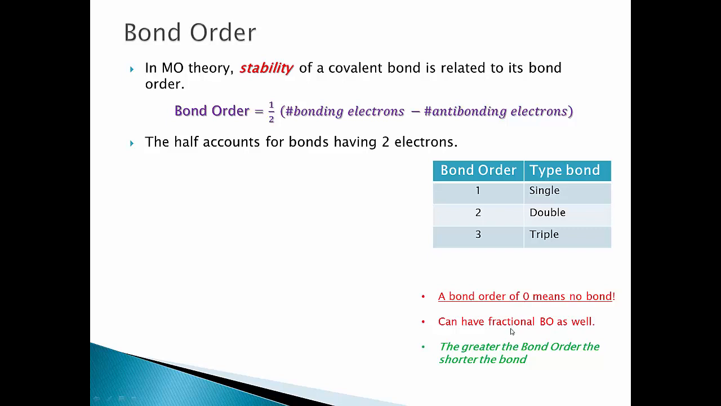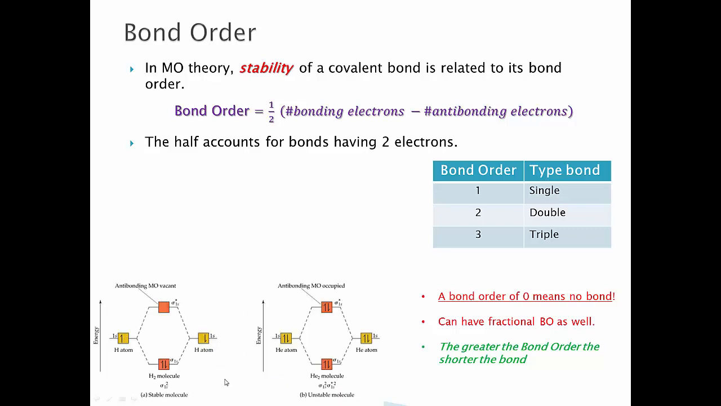You can have fractional bond orders, they're not always a whole number, and the greater the bond order, the shorter the bond. That comes back to your understanding of bonds: single bonds are the longest, and double and triple are shorter as you go along.